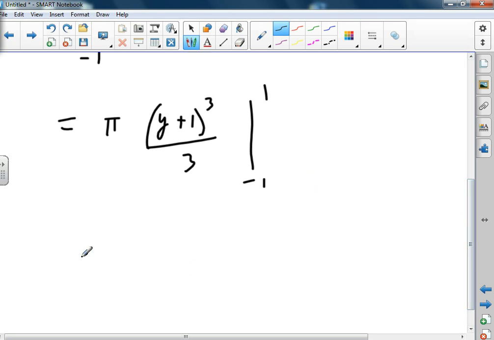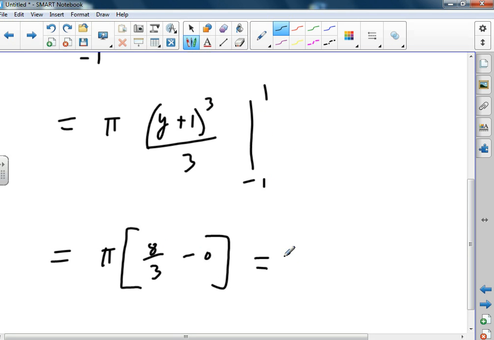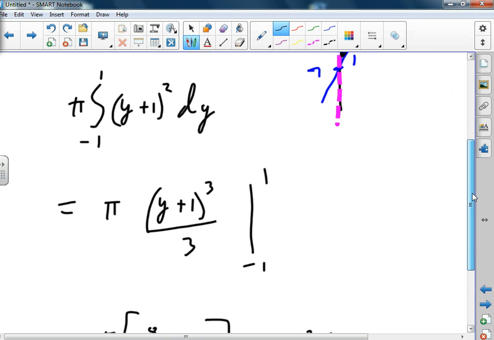I've got pi times, I put in a 1, I get a 2. 2 cubed is 8. 8 over 3 minus a 0. So it looks like it's 8 over 3 times pi. So, okay, 8 divided by 3 times pi. We'll call it 8.4. Okay, anybody else get that answer? I got 2 pi. Oh, bummer. You got 2 pi? Check and see what it says back here.